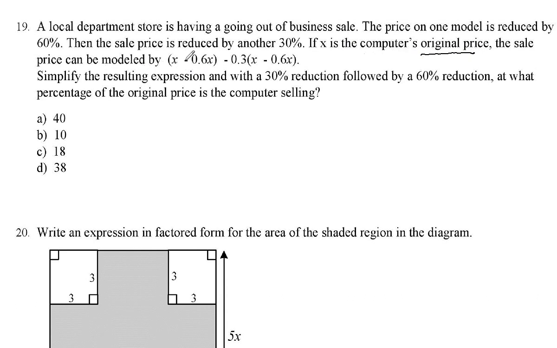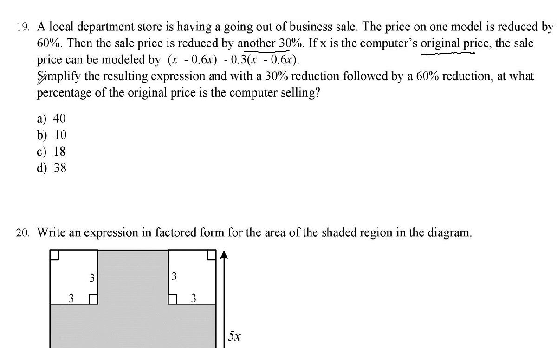So if x is the original price here, the sale price can be modeled by, and so they give us this expression, x minus 0.6x, and then minus 0.3 times x minus 0.6x. So where that's coming from is x is your original price, and then they mark stuff down 60%. So 60% of x is 0.6x, and they subtract that off. So that's the first 60% markdown. And then they take another 30% off of that. So they subtracted 0.3, which is 30%, but it's not 30% of the start x, it's 30% of this discounted price. So that's what's inside the parentheses here.